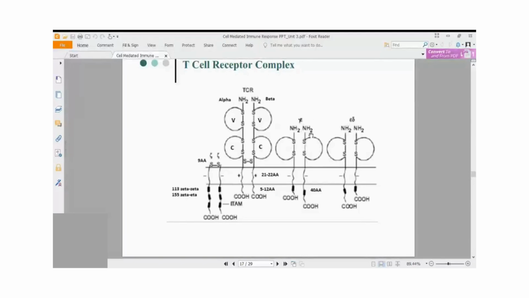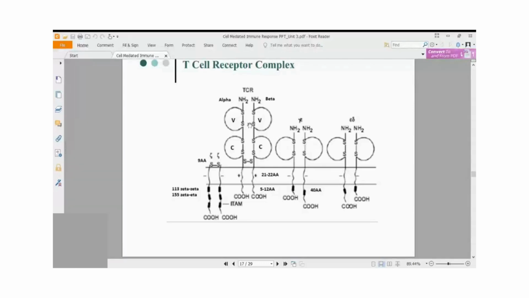They're also there already when the T cell has undergone maturation in the thymus. Now, what is the importance of these CD3 receptors? I will talk about it a little later. For the time being, we'll concentrate on TCR.